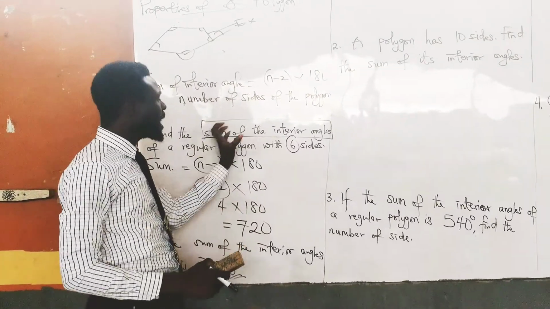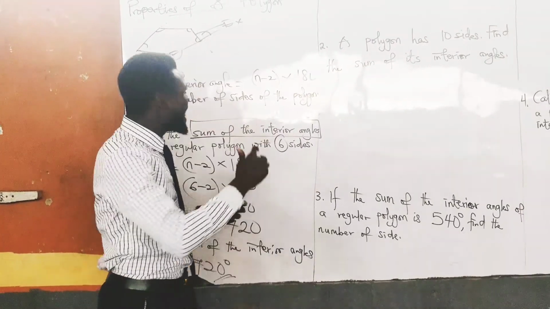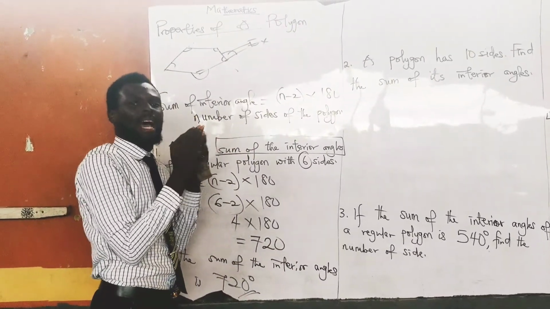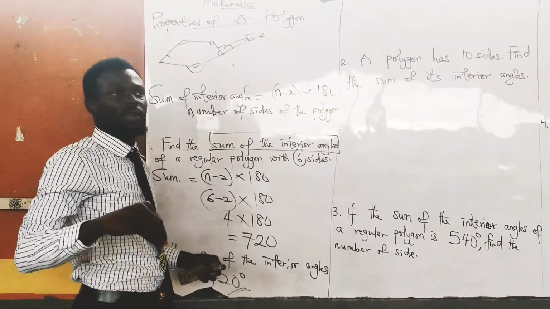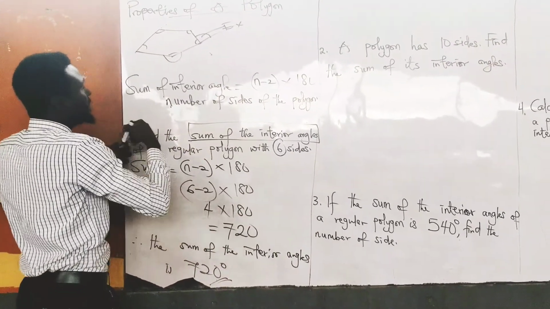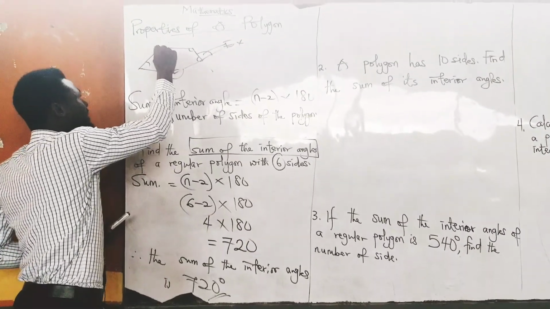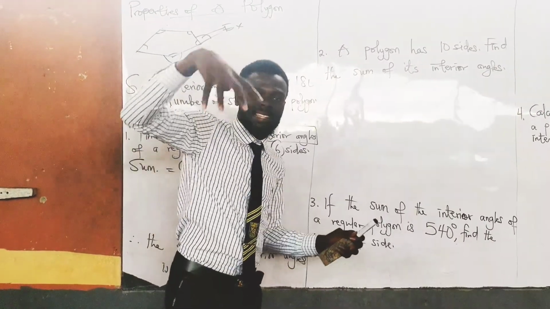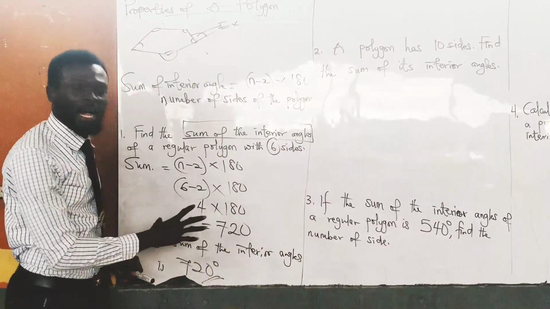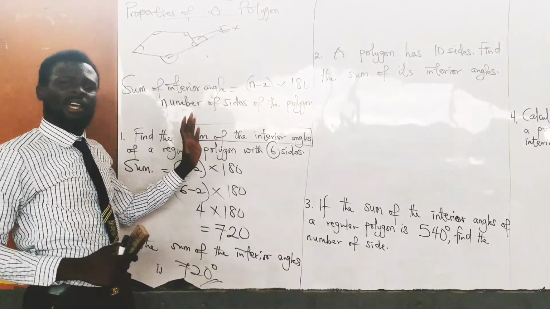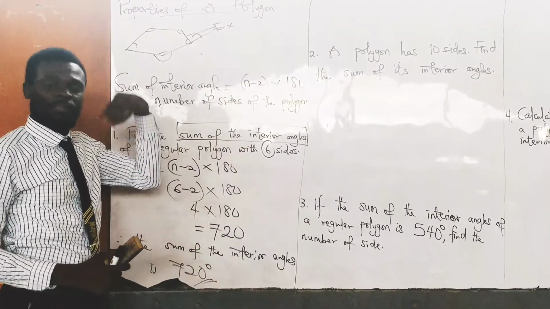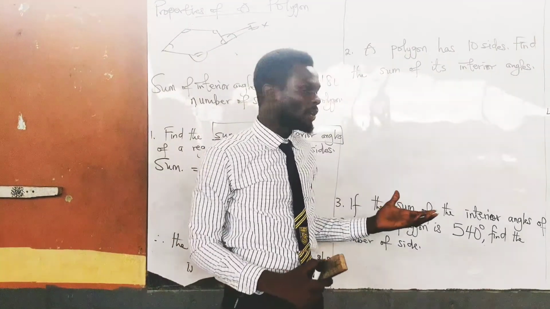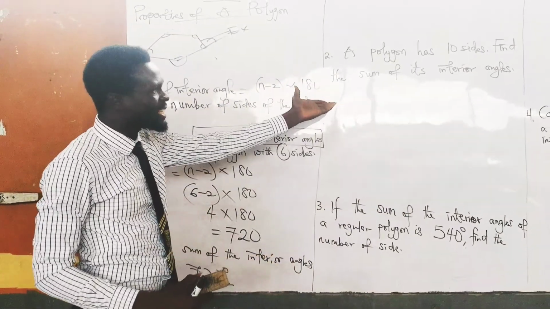So you see, the sum of the interior angles means the angles inside the polygon. If you put them all together, that is the sum of the interior angles. So if I have the shape as this, and I add this, and this together, the angles inside the polygon is the sum of the interior angles. So with this, you should be able to know the formula for finding the sum of the interior angles. Once you know it, you will be okay with the question. Let's take a similar one.